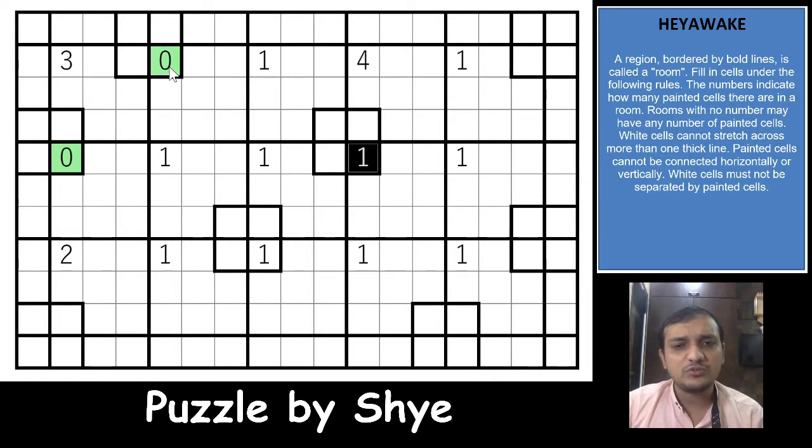You have to shade some cells in such a way that all the white cells are connected to each other. No two shaded cells are adjacent to each other. The number in the region indicates the number of shaded cells in that region. If there is no number, any number of shaded cells can be there. And the most important rule is that white cells in a straight line cannot cross more than one thick line, right? And with that we'll start solving this puzzle.